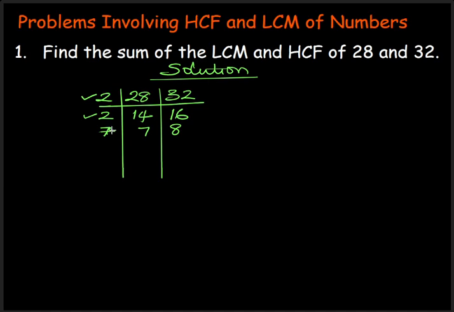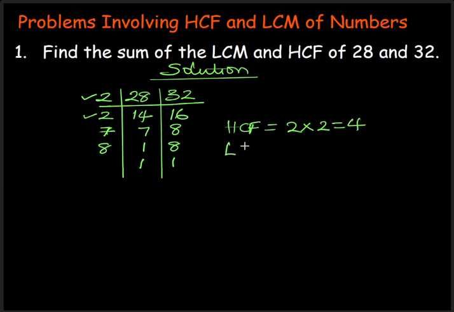7 into 7, 1. 7 into 8, bring down 8. And then 8 into 1, bring down your 1. 8 into 8 is 1. So that means let's check for the LCM. Okay, let's start with HCF. HCF will be equal to 2 times 2, which is equal to 4.